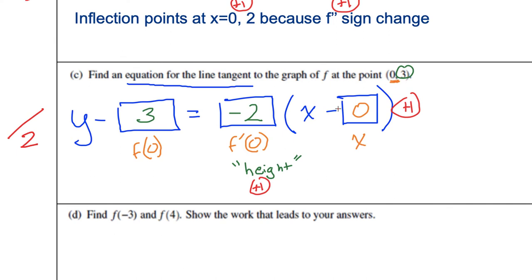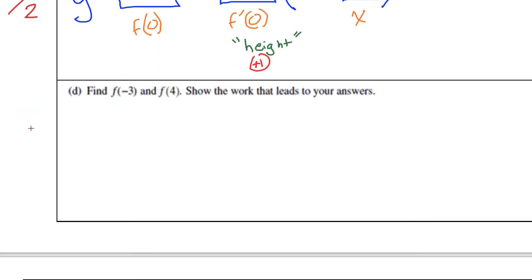What was your question, Claire? So by height, you mean the -2? Yeah, what is the height at 0? Because this is f prime. F prime on a graph of f prime is height. Part D. What is f of -3, f of 4?